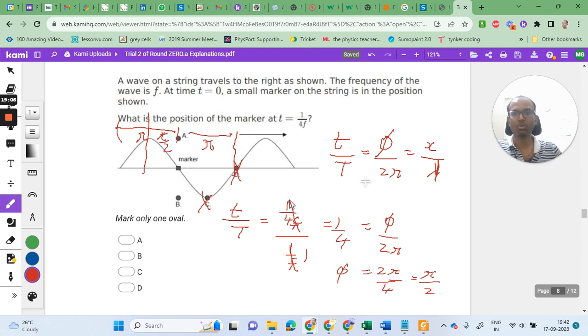So the wave is traveling forward. This position would have come here. So the wave would have become like this. Okay. So that means the new position of the marker would be at A. So A is the correct answer.